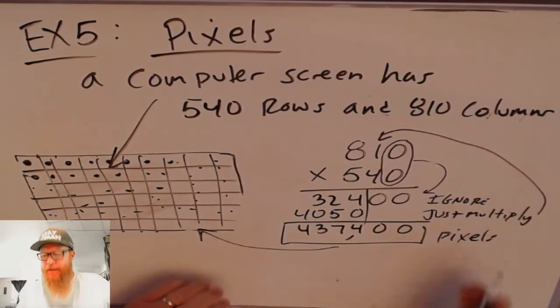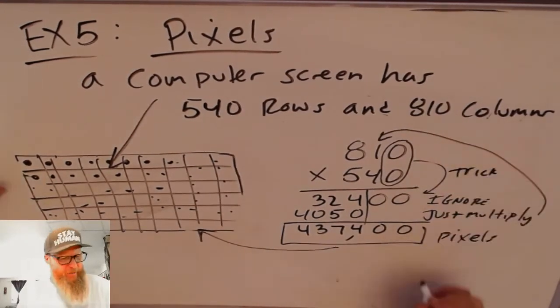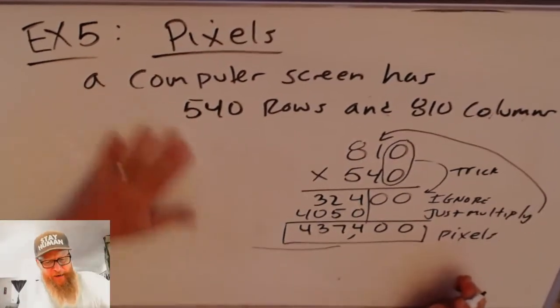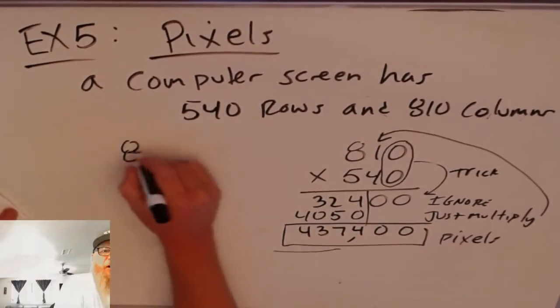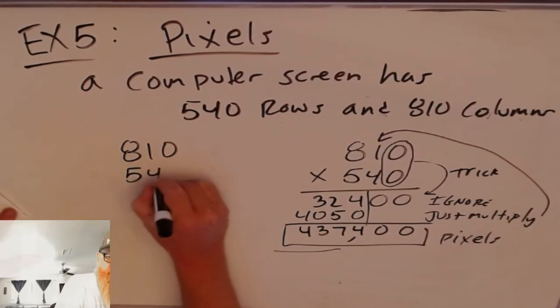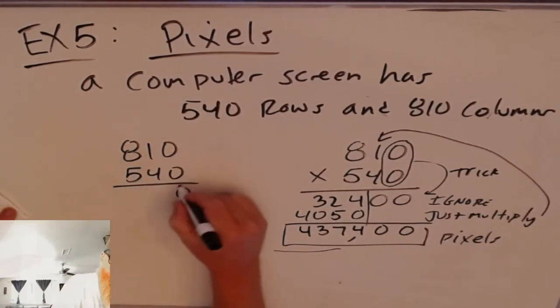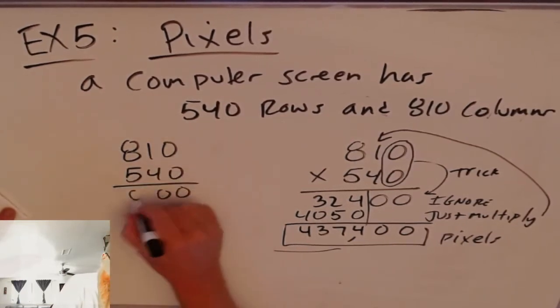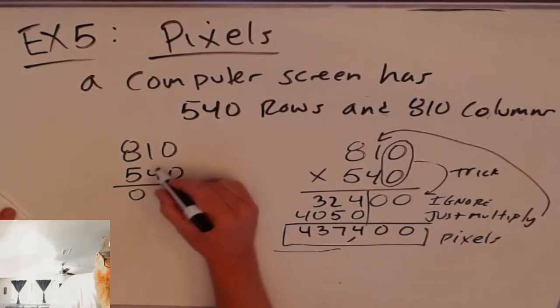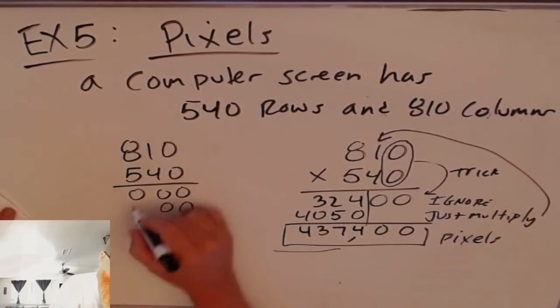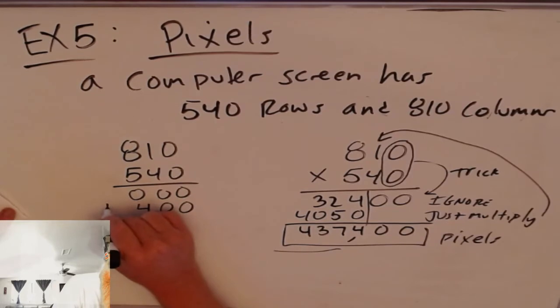All right. If you don't like this trick, I don't require that you do it. It's trying to save you a little bit of time. You could do it all out the long way. 0 times 0. 0 times 1. 0 times 8. Put a placeholder. 4 times 0. 4 times 1. 4 times 8.